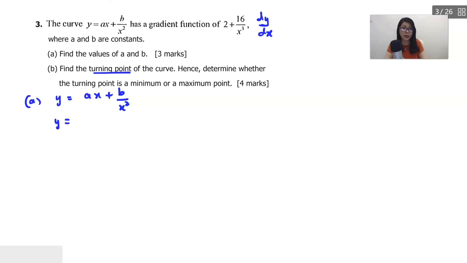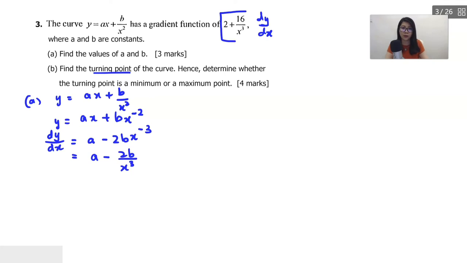So this one I change to index form: ax plus bx to the power negative 2. After that, I find the dy dx, which equals a, then minus 2b, x to the power negative 3. Then I change back to fractional form, so a minus 2b over x cubed. Okay, after that, I'm going to compare with the one that they give us in the question, which is 2 plus 16 over x cubed.